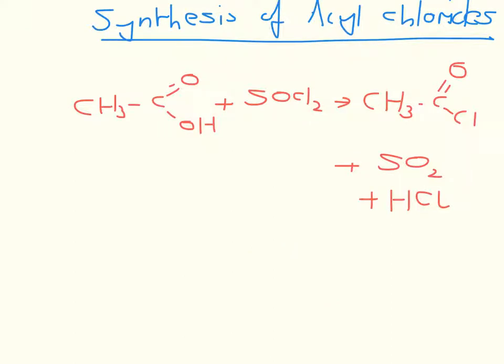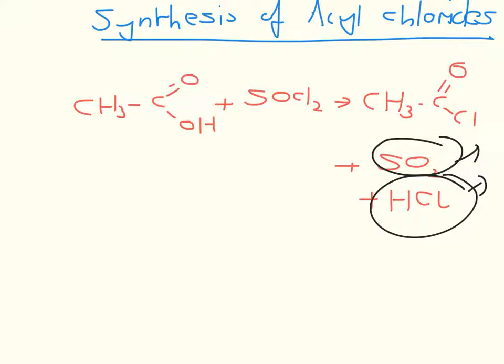Finally, for this section, how do you actually make acyl chlorides? Well, you start with the carboxylic acid and you react it with SOCl2, which is sulfur dichloride oxide. That's a liquid at room temperature, and it will react with carboxylic acids to produce the acyl chloride and also sulfur dioxide gas and HCl gas.